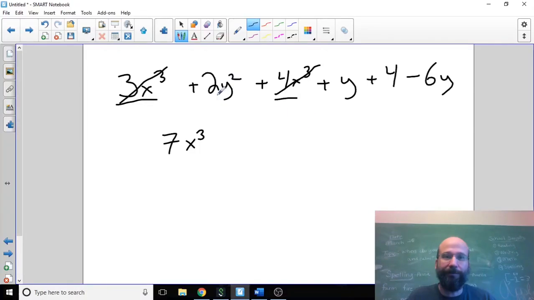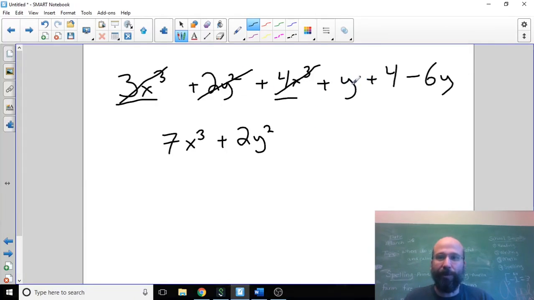So I'm going to look for 2y squared. I'm going to look for y squared. So no, that's just a number and that's just y. So there's nothing to combine with 2y squared. So that one just comes down: 2y squared. Now I scratch it off so I don't get confused.